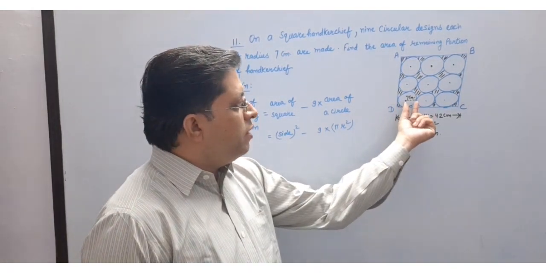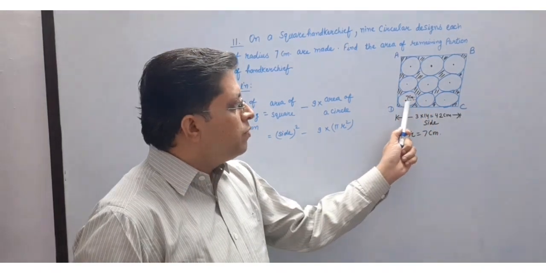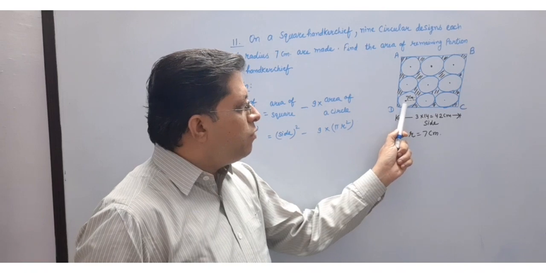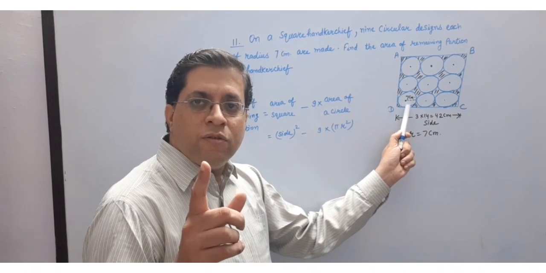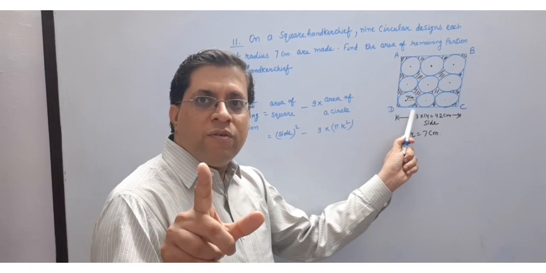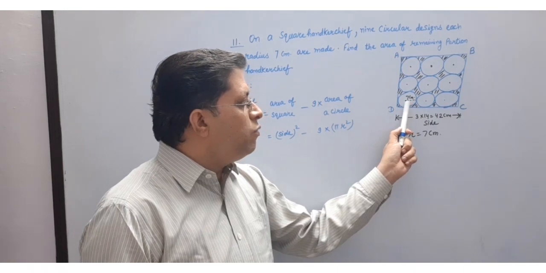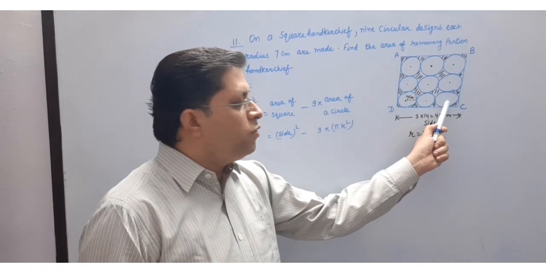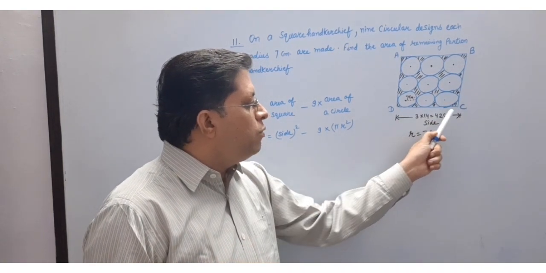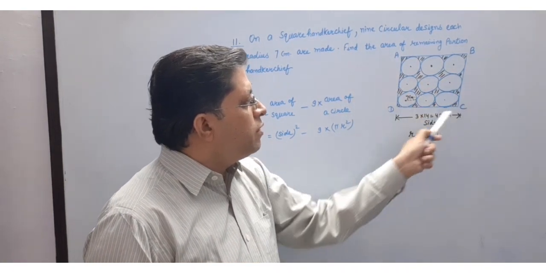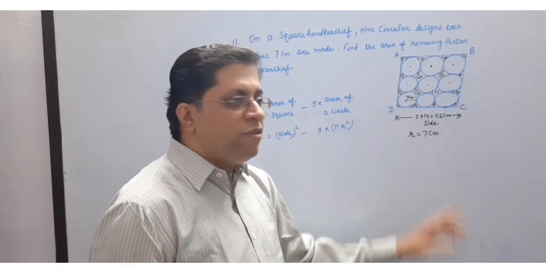See, circle's radius is 7 centimeter. Keep in mind, this is a very important point. Radius is 7, so diameter will become 14. Diameter of this is 14 plus 14 plus 14. This is 42. It means side of this square is 42 centimeter. Radius is given here 7 centimeter.